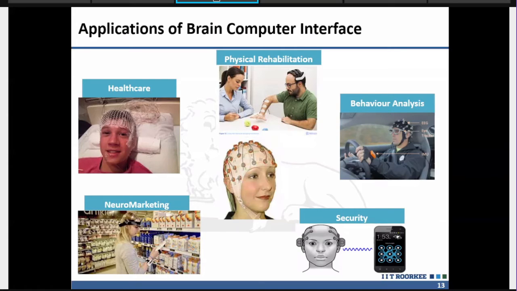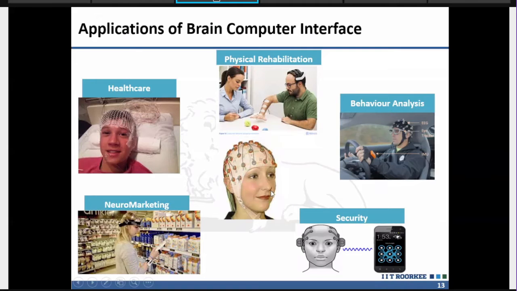And then behavior analysis. For example, if some driver is driving for a long time, whether he is having stress, or if some students are going for an exam, what kind of mental workload they are having, whether they are having a lot of depression or not. These kinds of analysis we can do using BCI.